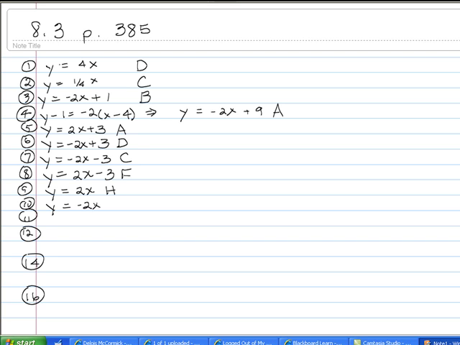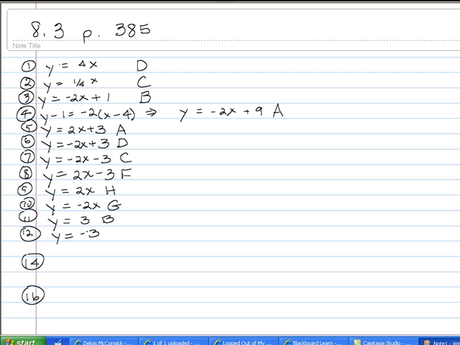11, y equals 3 is a horizontal line going through 3 on the y-axis, so that's answer B. And y equals negative 3 is a horizontal line going through negative 3 on the y-axis, so that's answer E.